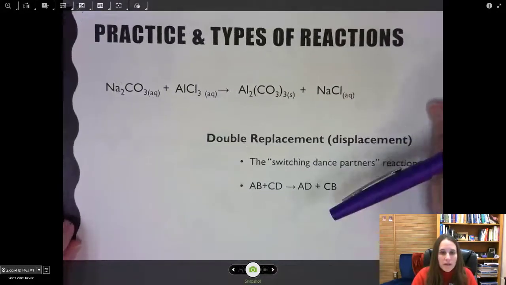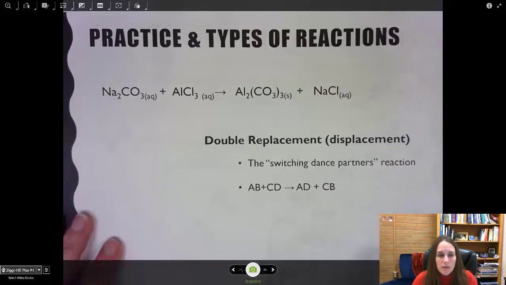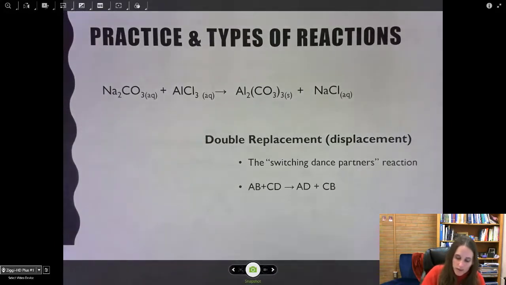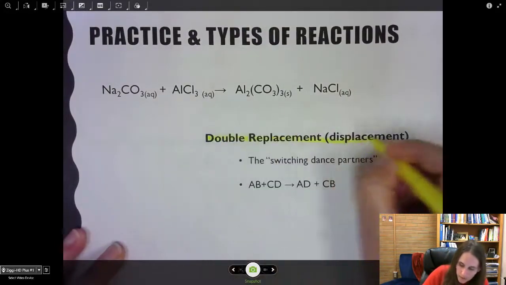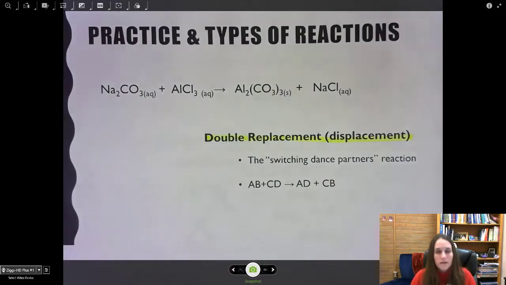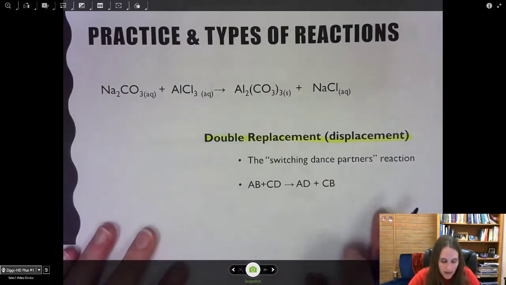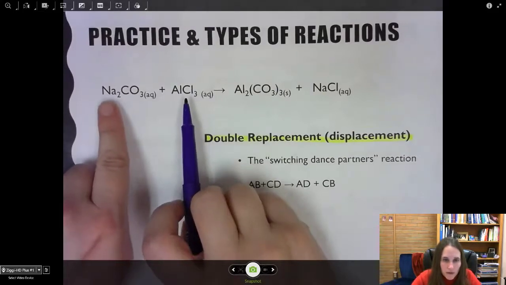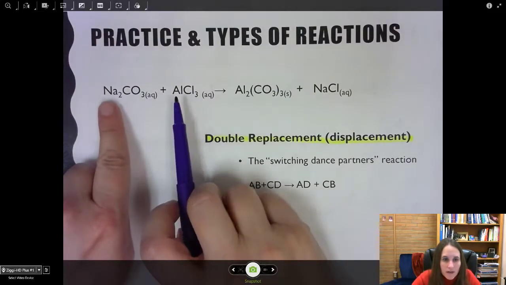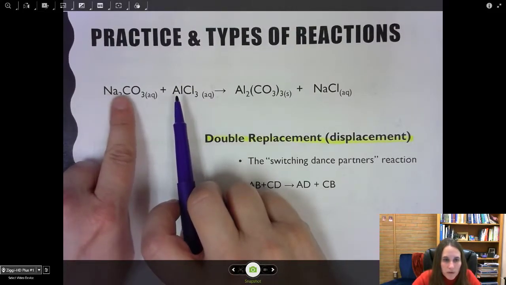Similar to the single displacement reaction, we can also have a double displacement reaction, also called double replacement, or the wife swap, or the switching dance partners. So in some ways it looks kind of similar. If we look really closely at what's happening here, you can see that our sodium was with our carbonate.